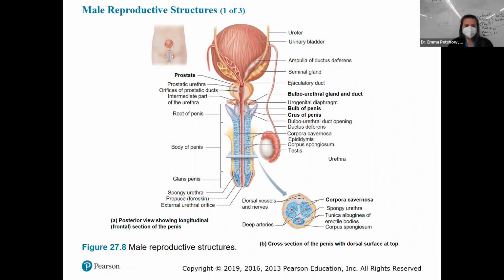So again, here we can see our prostate here. We can see our prostatic urethra running through. Then we have our urogenital diaphragm. That's kind of in this middle portion here, which is where you'll see that intermediate part or that membranous part of the urethra. And then the urethra is going to move down here through the penis, the body of the penis, and that's where it's in the corpus spongiosum.